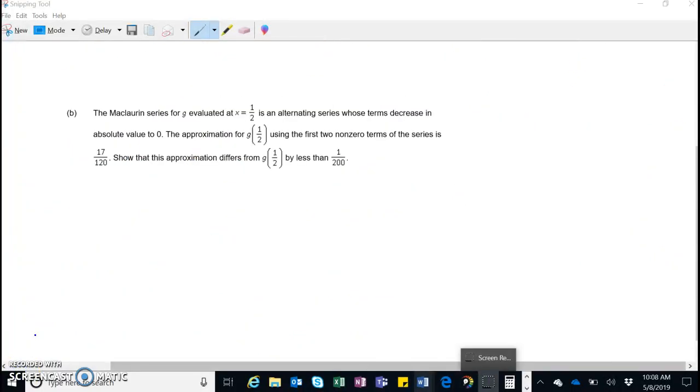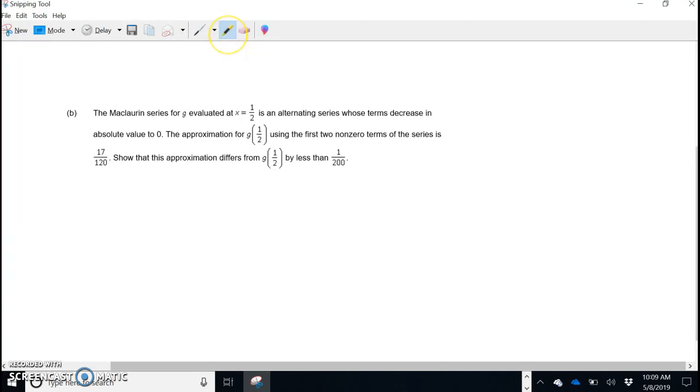All right, so here's part B. The Maclaurin series for G evaluated at x equals a half is an alternating series whose terms decrease in absolute value to 0. The approximation for G of a half using the first two non-zero terms of the series is 17/120ths. Show that this approximation differs from the true value by less than 1/200.